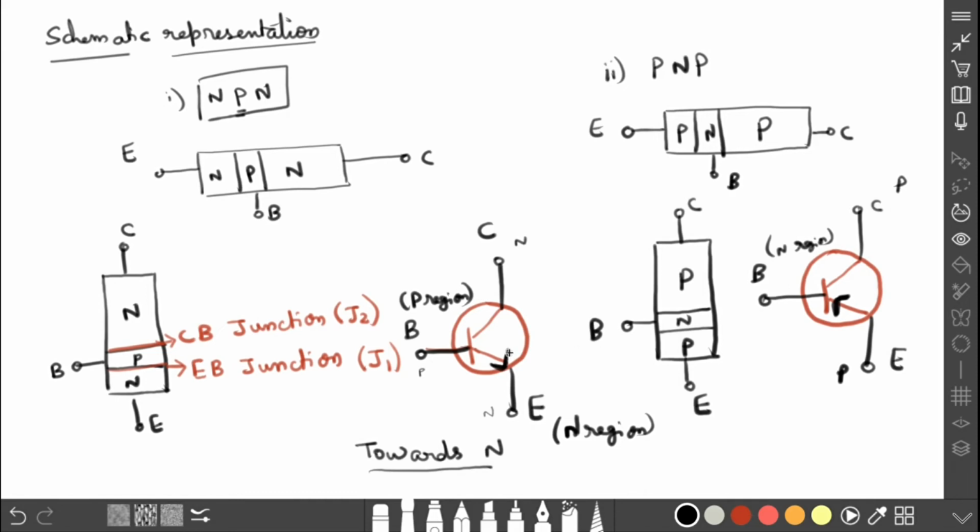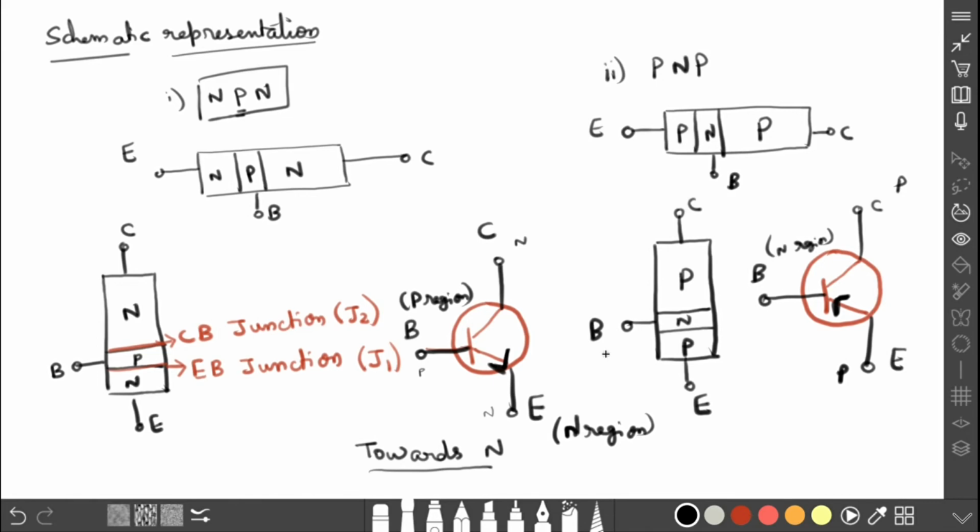So by seeing the arrow mark, you have to identify which type of transistor is included in the circuit. Towards N, you have to remember the current flows towards N. That means the direction of the flow of current in the circuit. So this direction represents the flow of current in the circuit. So from this you can understand how the transistor should be identified by means of the arrow mark.